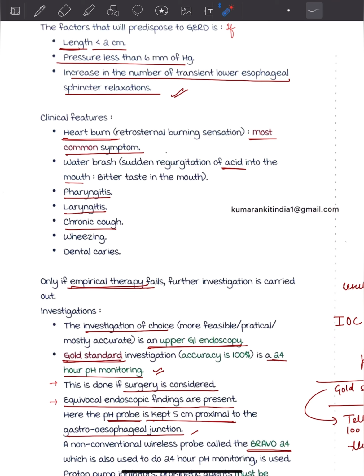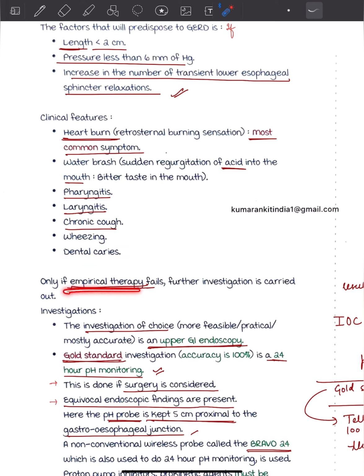Okay. Next is water brash. Sometimes we feel that the acid content has come in our mouth and we feel a bitter taste in our mouth. That is water brash. There is pharyngitis, there is laryngitis, there is chronic cough we experience, there is wheezing, and due to acid there can be dental caries as well.